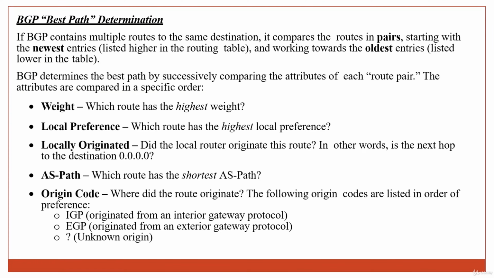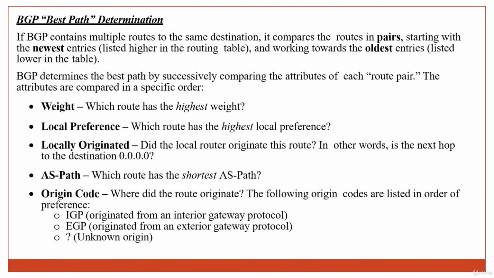to decide: if this criteria, I have to go via this path; if this criteria, I have to use this; like that. So this is in order. First of all, it will check the highest weight. Then it will check the highest local preference.